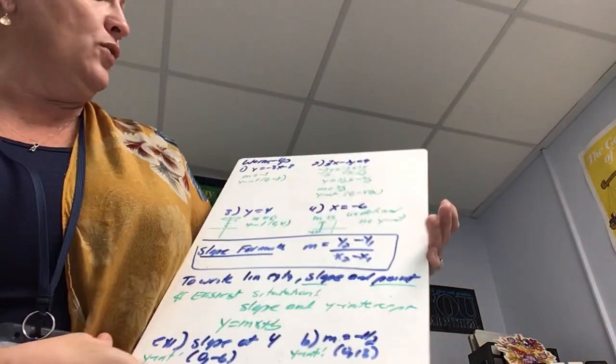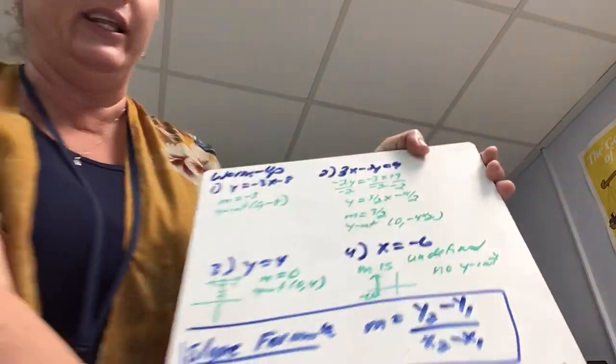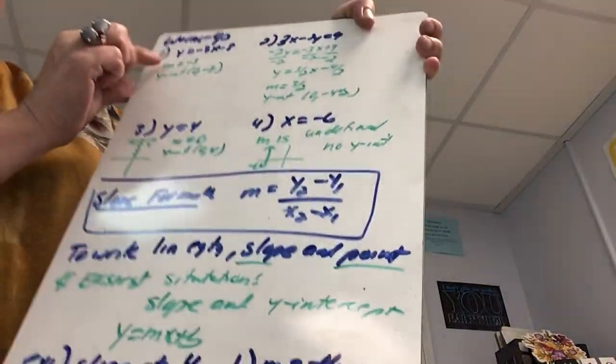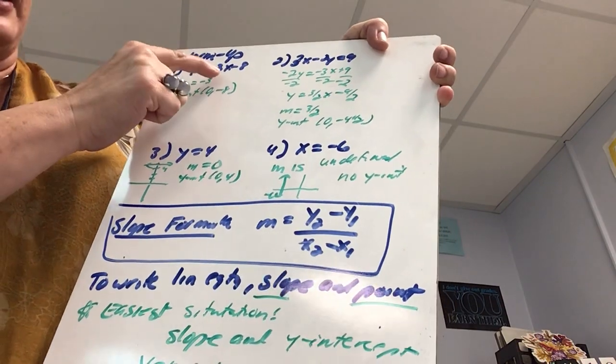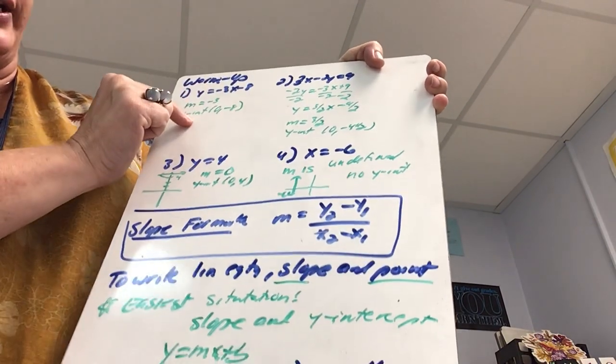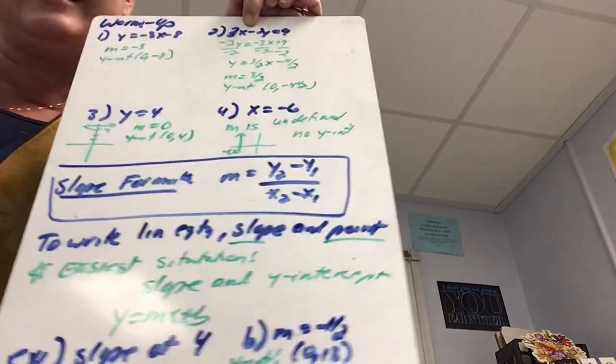Okay, so in the warm-up, in number 1, we like this because it was in slope-intercept form. So y was on a side by itself. When my slope was -3, my y-intercept was (0, -8). Now, in number 2, that's standard form.